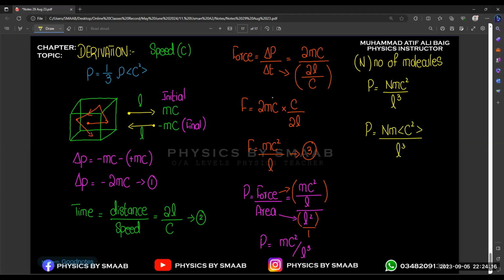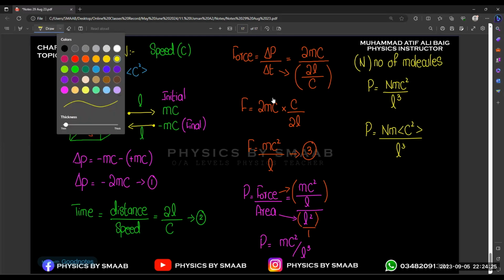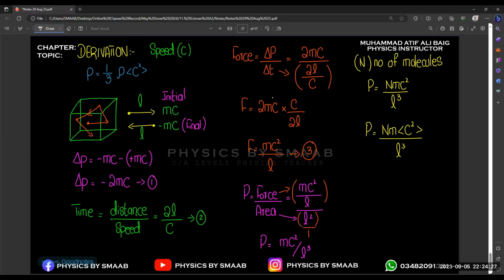So basically this value that is written with symbols, with brackets, with c square, is known as root mean square speed, right? Root mean square speed. So when we are talking about the ideal gas equation, it includes root mean square. Root mean square means we have to take the average speed of the gas particles, right?